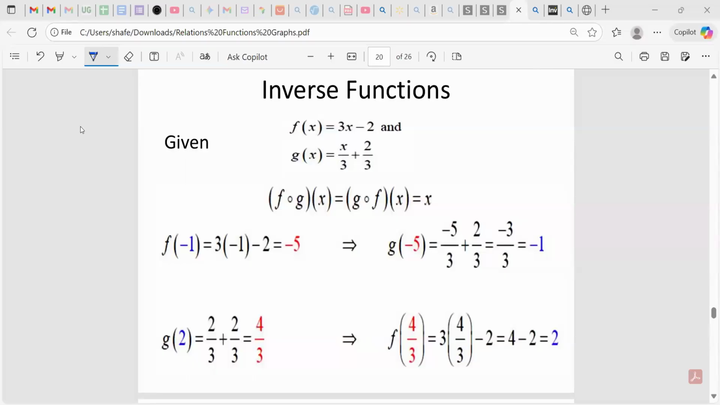Good. So the final thing we'll look at when it comes to functions is something called the inverse of a function.